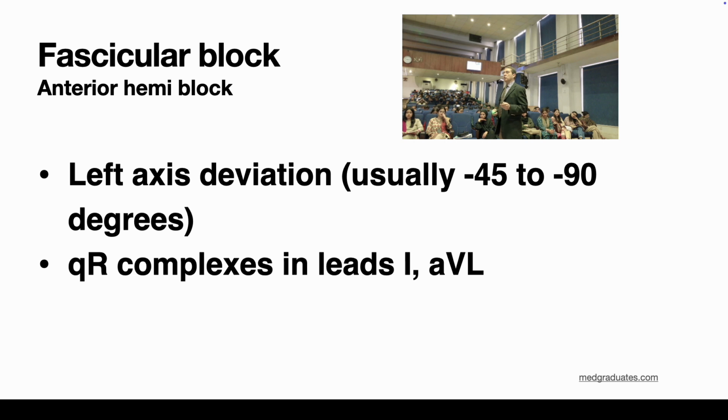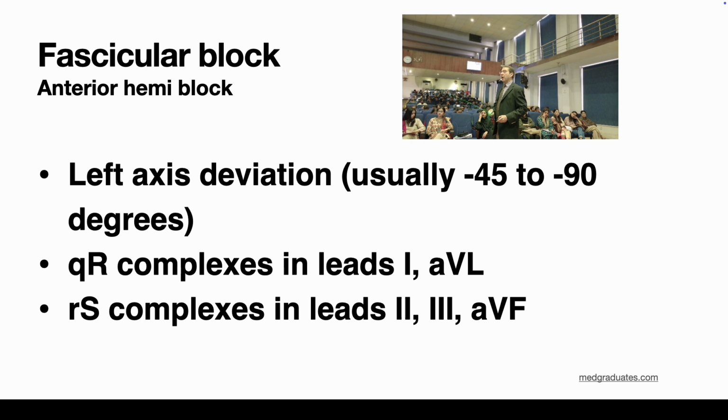And then there are a few more things to remember. Lead 1 and AVL are left-sided, lateral leads. They show qR: a small Q wave and a large R wave. While the inferior leads show rS: R is upward, S is downward. So in anterior hemiblock, the inferior leads show predominantly downward complexes, while lateral leads show predominantly upward complexes. Clear? You have to remember this.